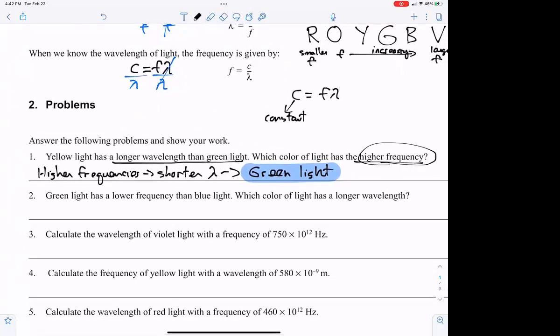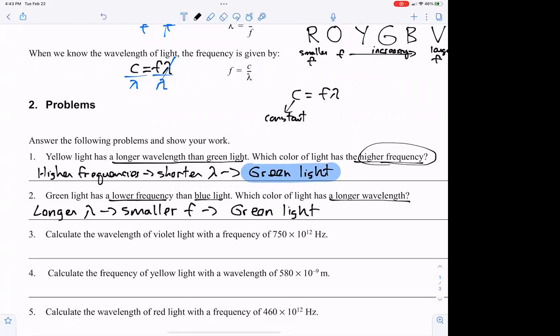Number 2, green light has a lower frequency than blue light. Which one has the longer wavelength? Okay, longer wavelengths go with smaller frequencies. We are told that green has a smaller frequency than blue. So again, our answer is green light. Green light is going to have the longer wavelength than blue.